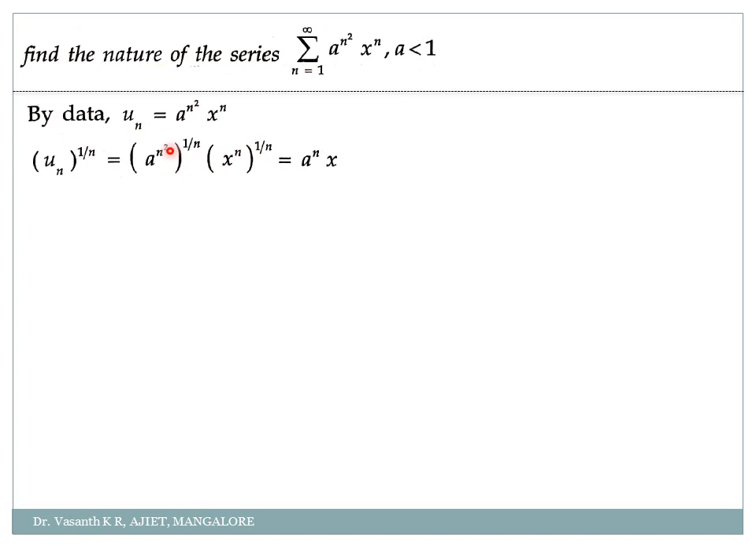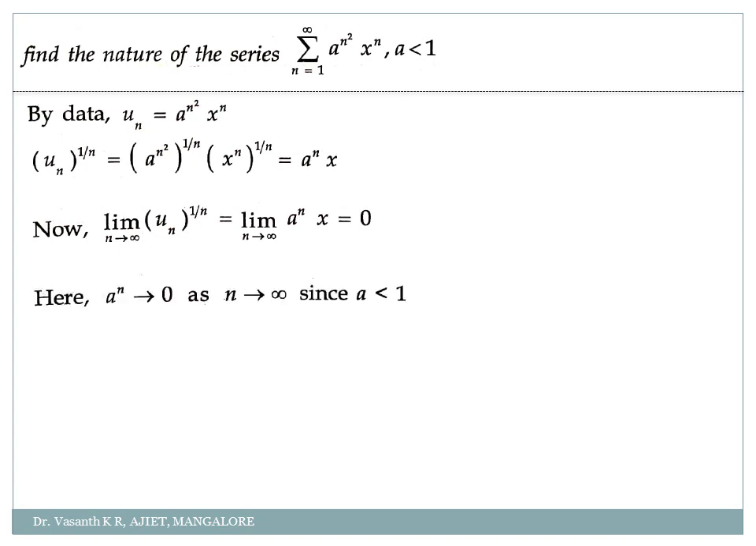Clear? Now cancel one n here, and also n and n will get cancelled. So I'll get a to the power n into x. Fine. Now what to do? You apply the limits. So limit n tending to infinity of un to the power 1 by n is equal to limit n tending to infinity of a power n into x. Okay, so what will I get?